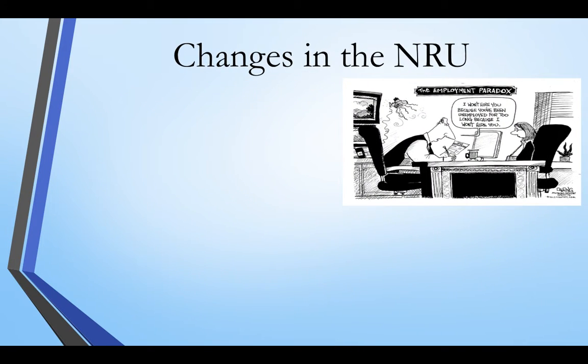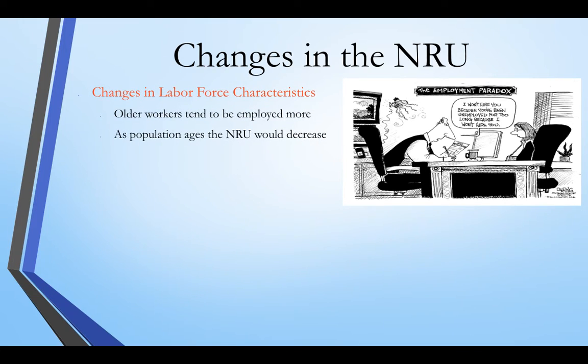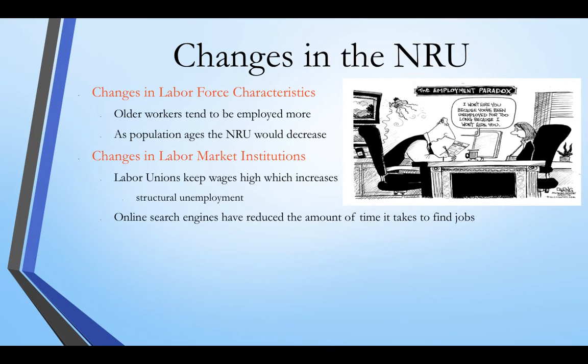So, changes in the natural rate of unemployment. How does this happen? Well, the labor force characteristics can change. You'll hear people talk about raising the retirement age. If more older people work, that's going to change the natural rate. If they're not forced to retire, of course, the natural rate would decrease.